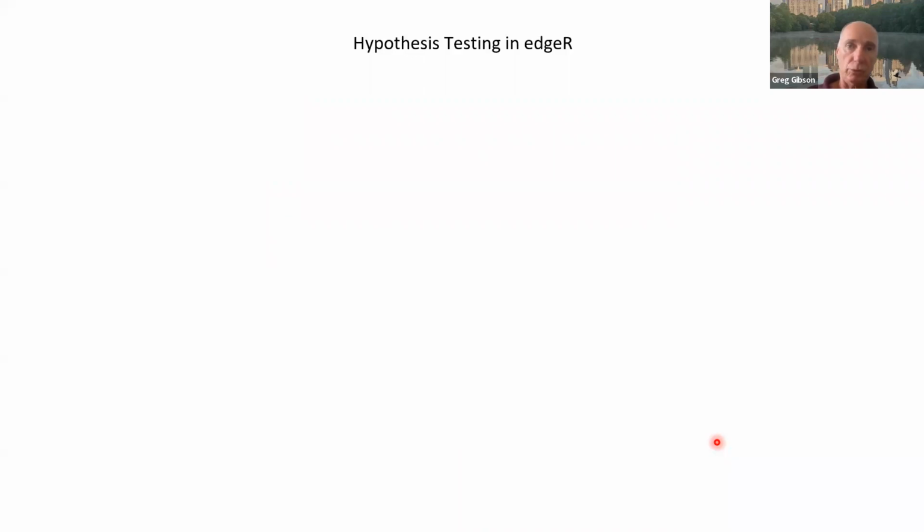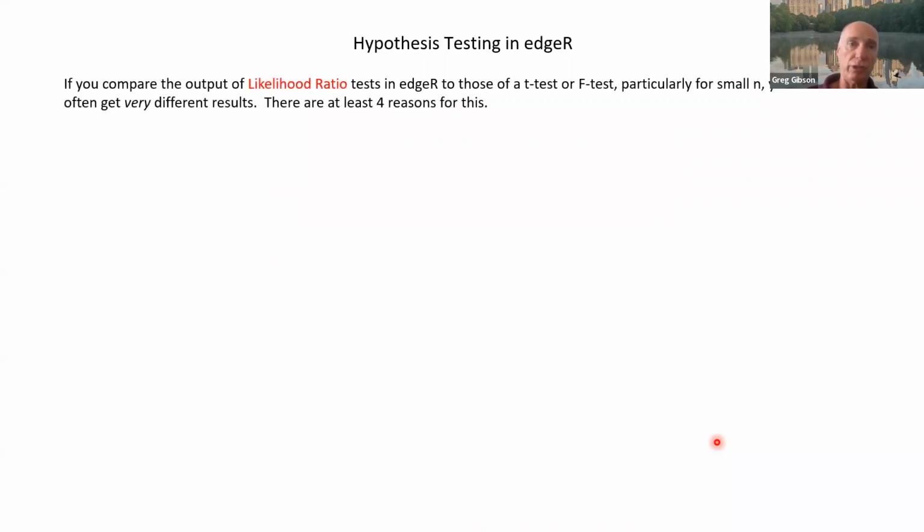All right. So how does hypothesis testing work in edgeR? If you compare the output of likelihood ratio tests in edgeR to those of a classical t-test or F-test, I put this slide together a few years ago before they were offering their modified F-test. Particularly when you look at small n's, you're going to get very, very different results. Okay. So I used to get very frustrated because my students would be running things in edgeR and I'd be running them in SAS and be seeing very different results. Turns out that if you get large sample sizes, they converge on each other. But for small samples, all of these tests are going to give different results. And there are a bunch of reasons for that, among which are the following.